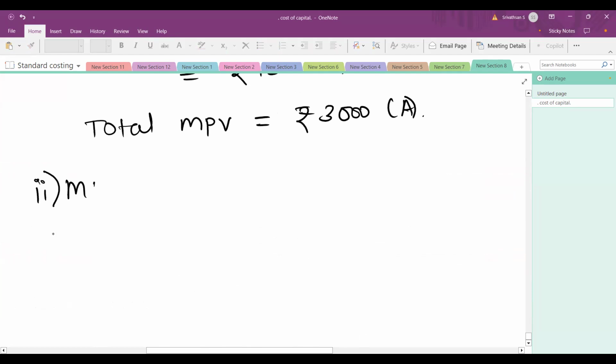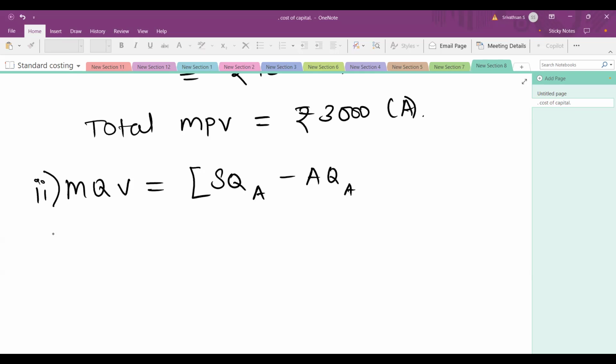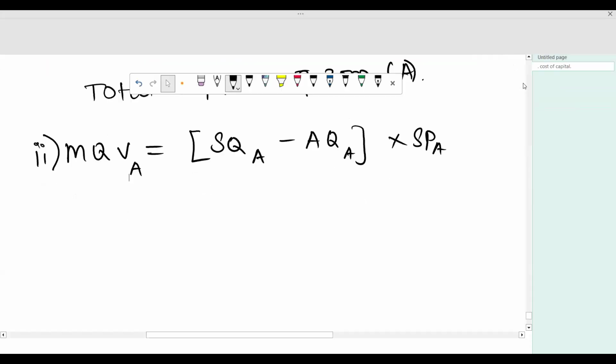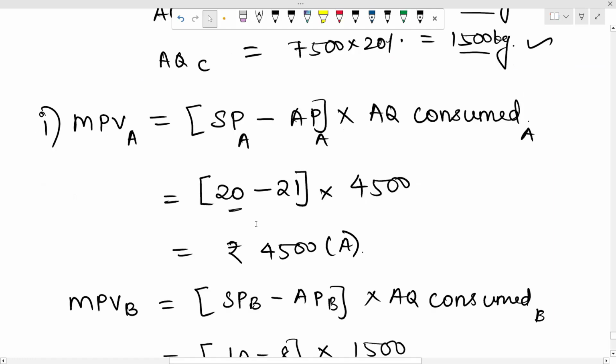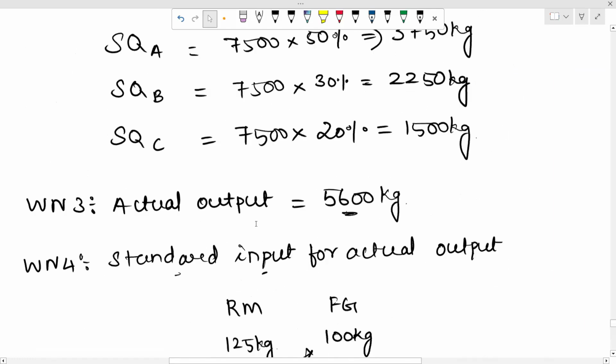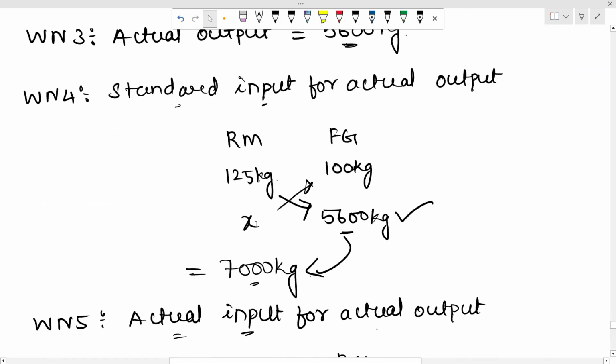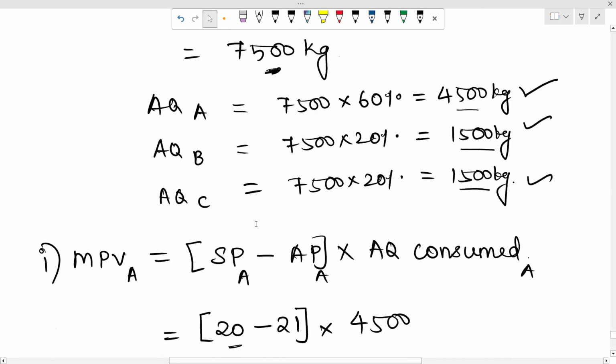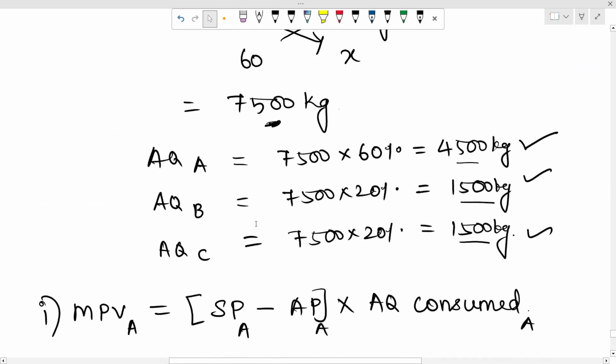So next, material quantity variance. The formula for material quantity variance is standard quantity of A minus actual quantity of A into standard price of A. Here we have three different raw materials, so we have to calculate the quantity variance separately for each of the raw materials. Here we have calculated the standard quantity of A, which is 3,750, and actual quantity of A, it is 4,500.